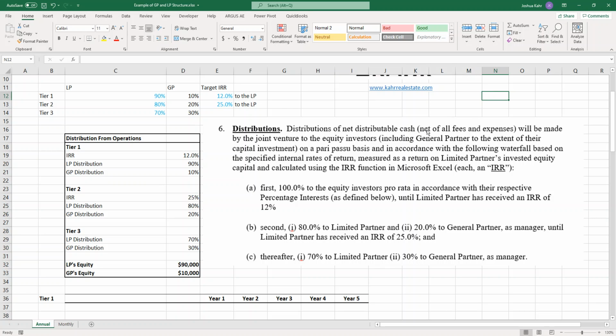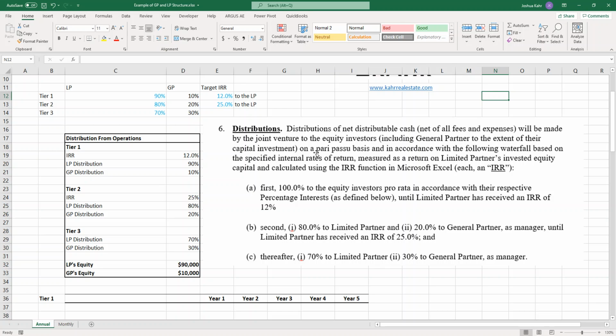First off, it says net of all fees and expenses. So we're not worrying about property management fees, asset management fees, any fees that are coming out to the partners. We're simply saying, look at the cash we actually have to distribute. I could say a lot more about this, but that's enough to say right now.